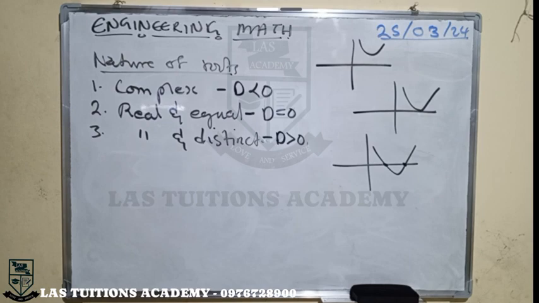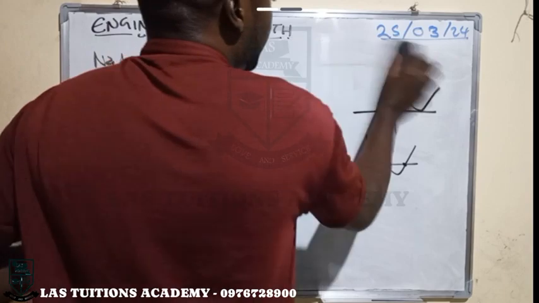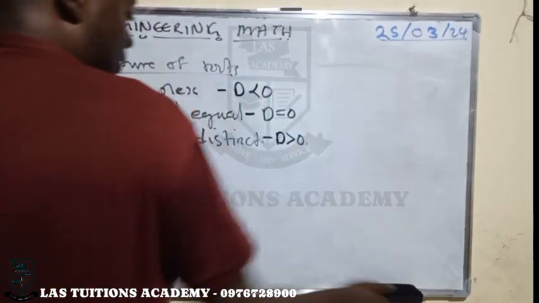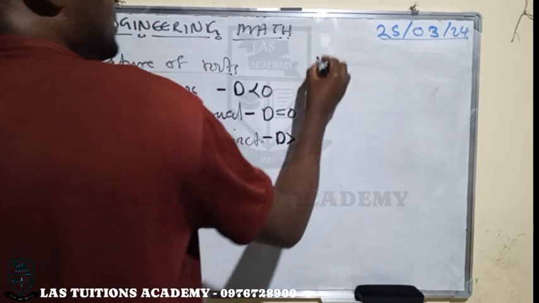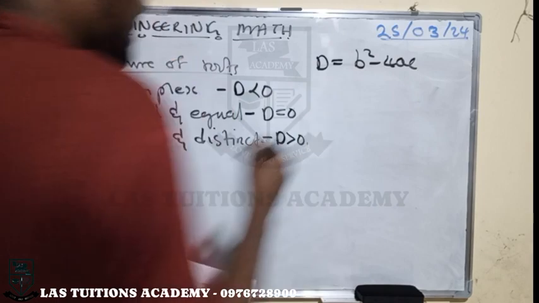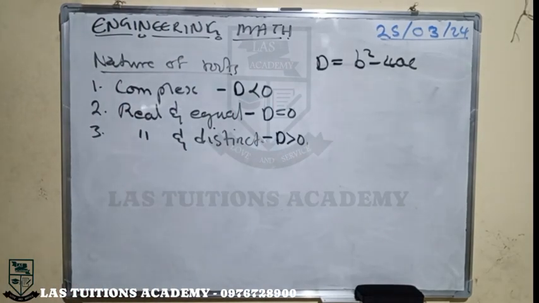So the D that we are using here, we are not necessarily finding roots, we are finding the nature. What type of roots are we going to get? So this D, b squared minus 4ac, tells you what type of roots you're going to get before you solve the question. Whether you're going to get real and equal, real and distinct, it doesn't matter. That one tells you what type of roots you're going to get.